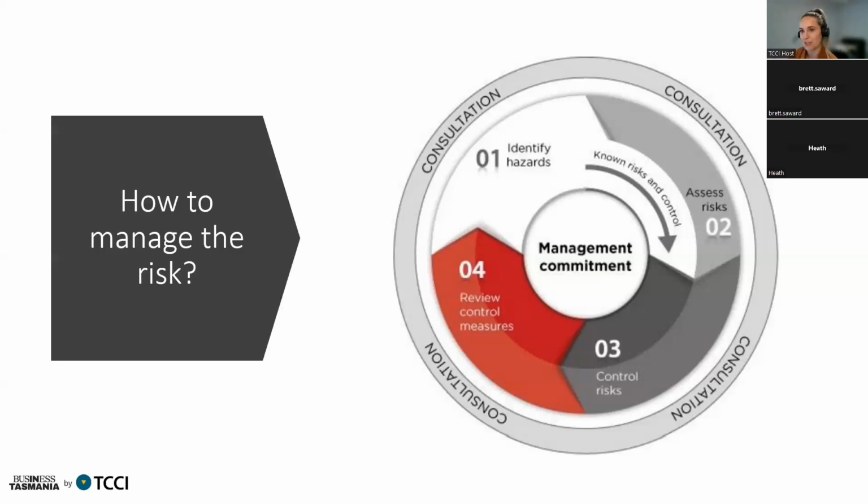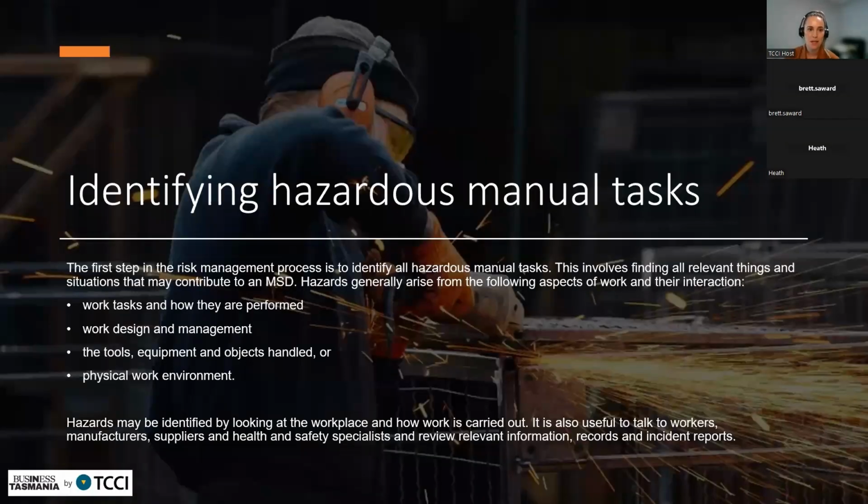So we basically need to perform a risk assessment. Identifying hazardous manual tasks. So the first step in the risk management process is to identify all hazardous manual tasks. This involves finding all relevant things or situations that may contribute to musculoskeletal disorders. Hazards generally arise from the following aspects of work. These are work tasks and how they are performed, work design and management, the tools, equipment and objects handled, or your physical work environment.